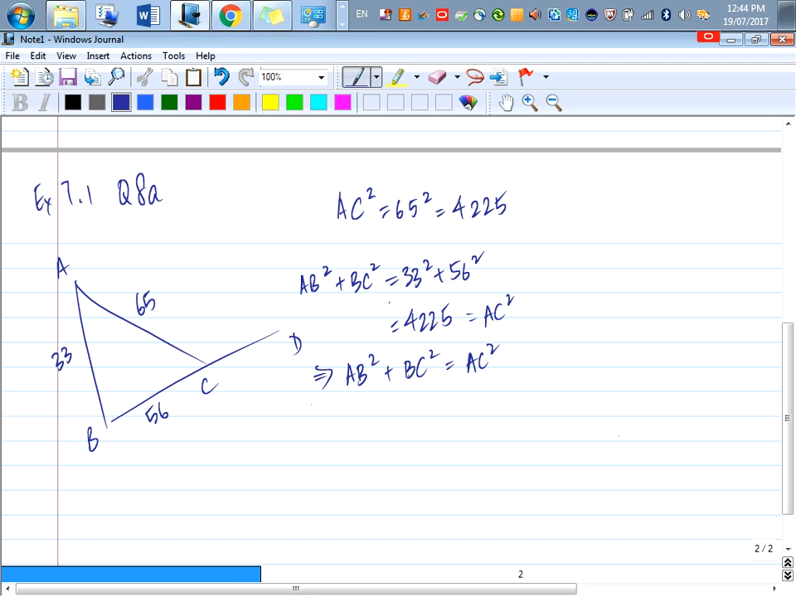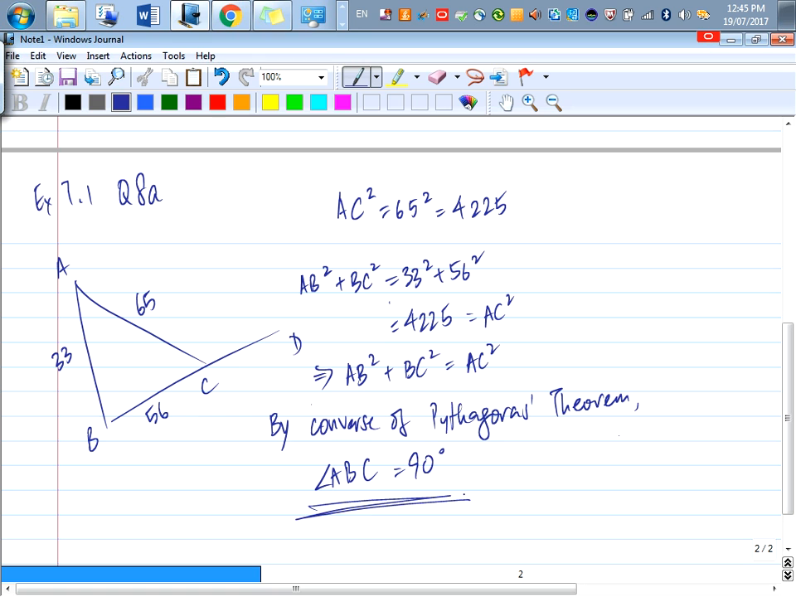Okay, Alfian, say it louder. Just now what do you say? By converse of Pythagoras theorem, then angle ABC equals to 90 degrees. Okay, this is how you present, and this is how you show the difference between using Pythagoras theorem and using converse of Pythagoras theorem. Then you see that this portion over here, ABC equals to 90 degrees, that is actually given in your question 8a. Okay, so just put down, shown.